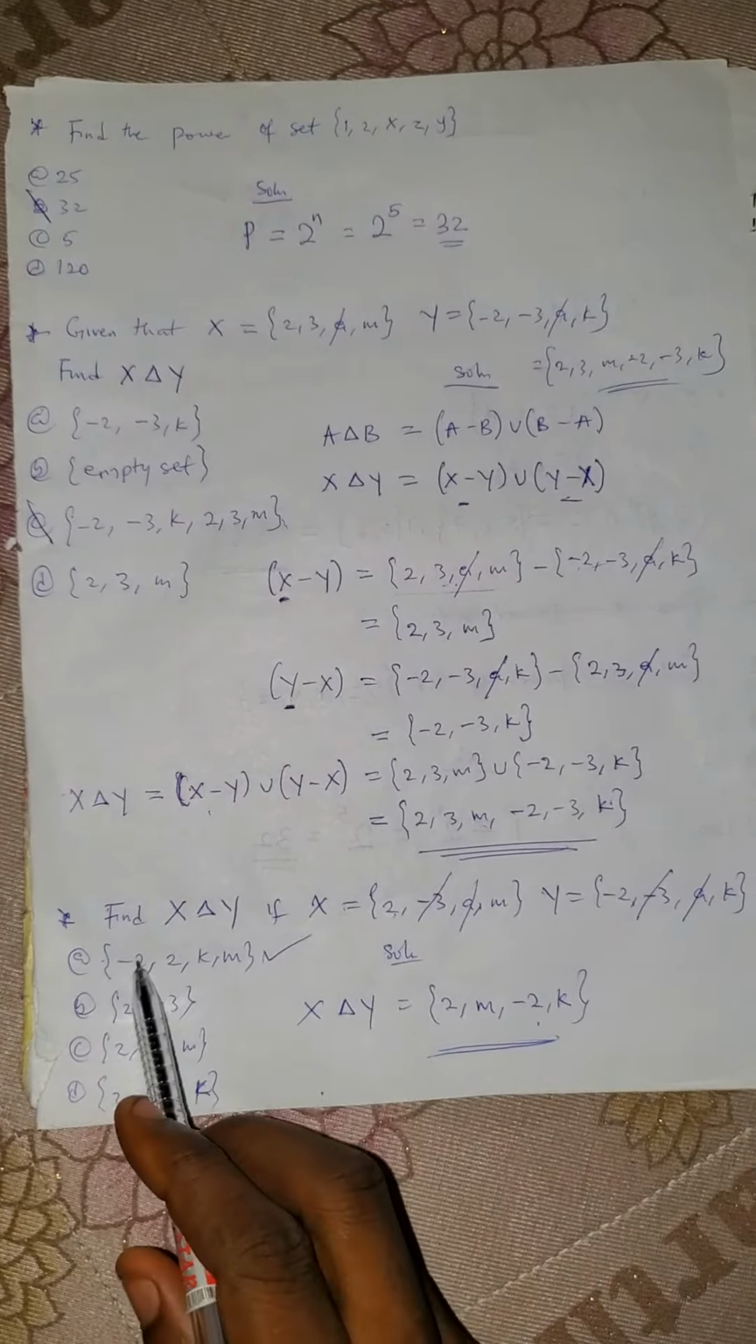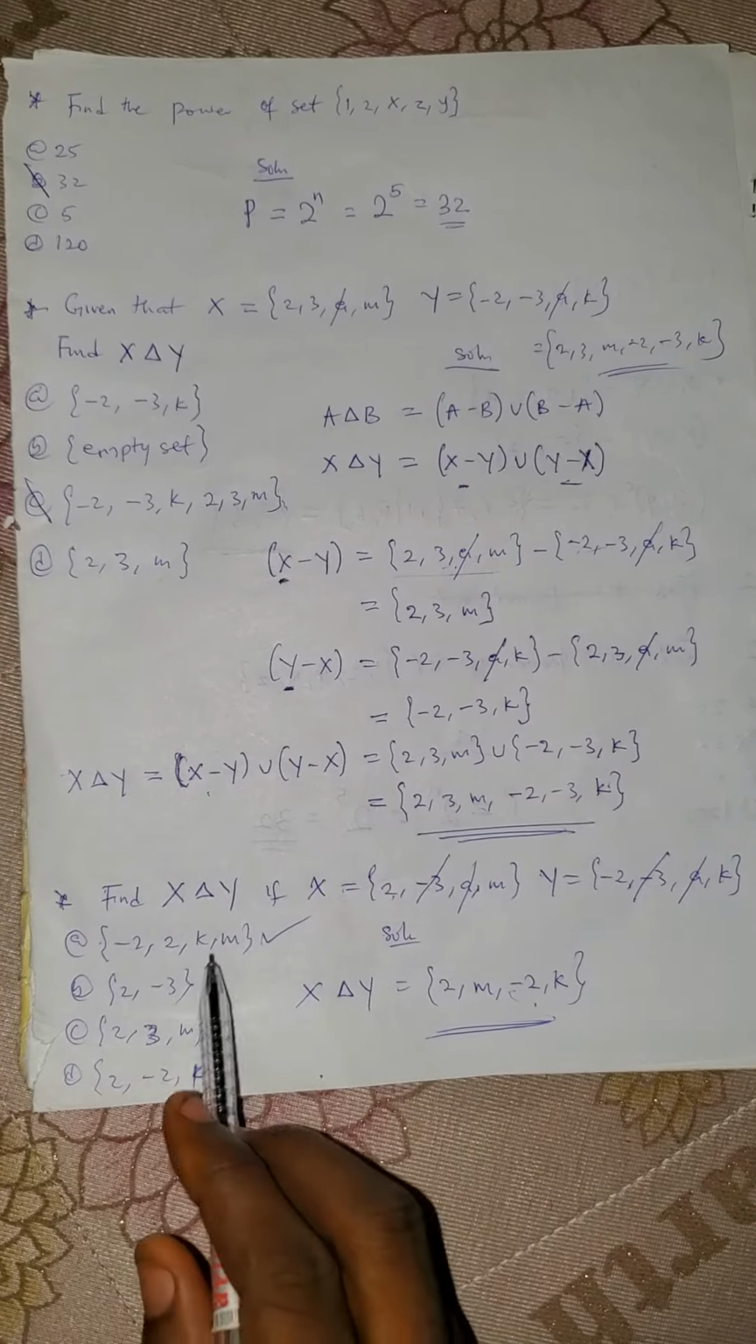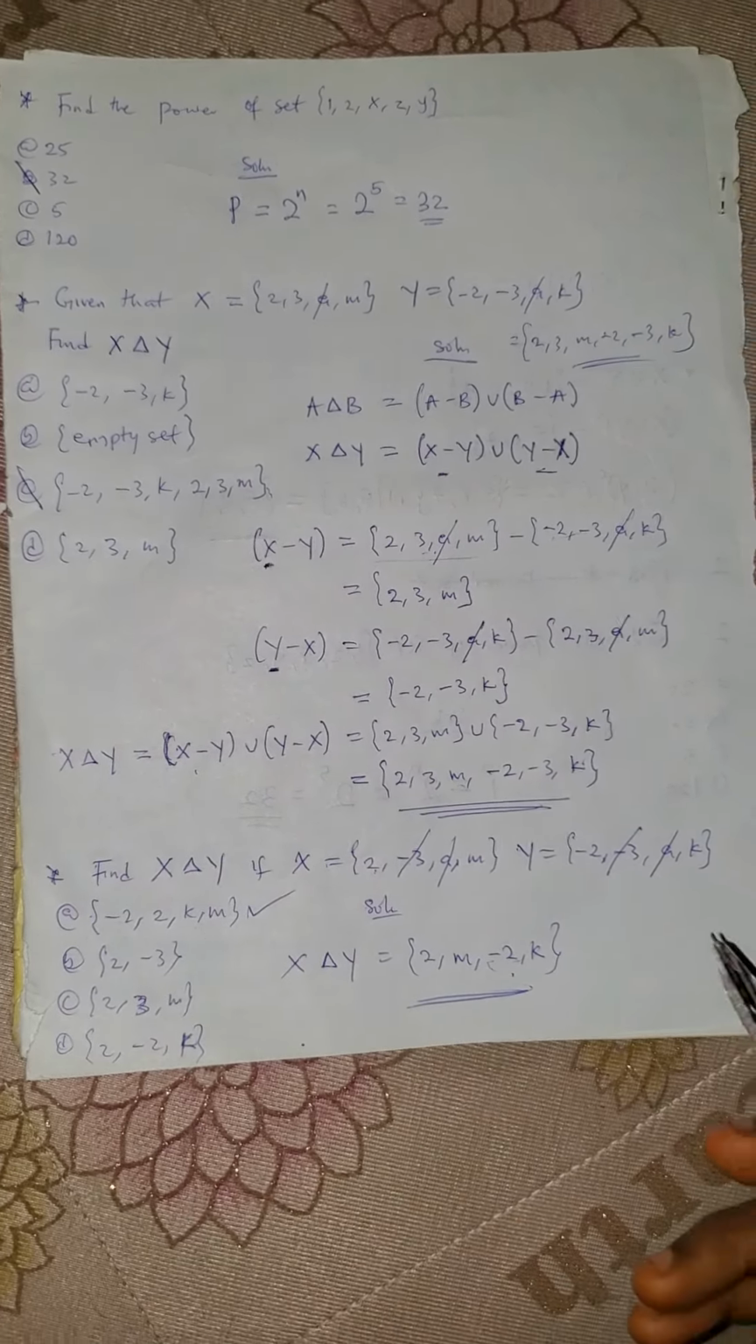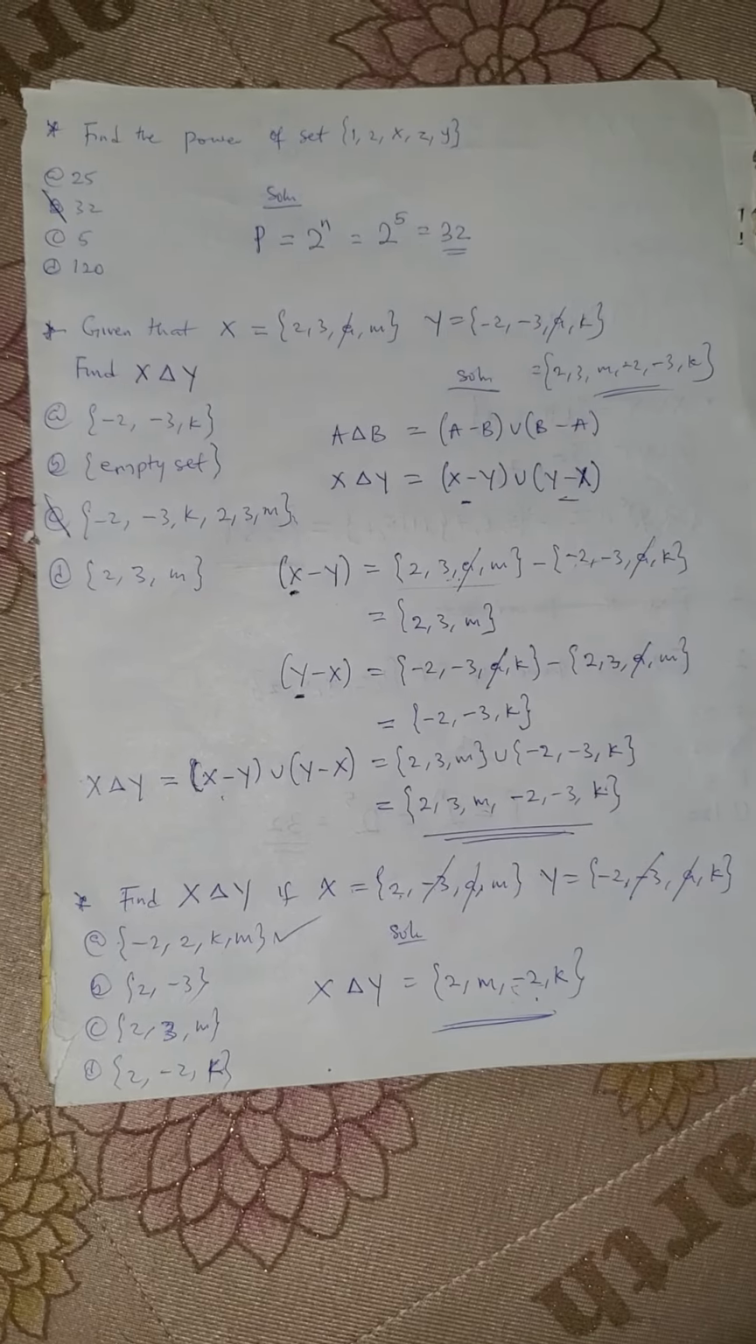The answer is A, because minus 2 is here, minus 2 is here, 2 is here, 2 is here, k is here, k is here, m is here, m is here. So that is the way to do this type of question.